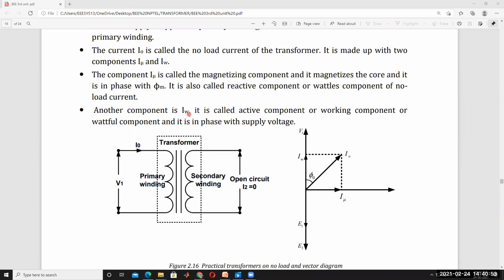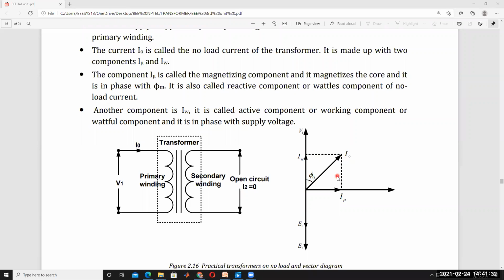Another component, IW, is called the active component or working component or wattful component, and it is in phase with the supply voltage. So the resultant of IMU and IW is called I naught. The current I naught is called the no load current of the transformer. It is made up of two components, IMU and IW. Here IMU is the magnetizing current, and the resultant of these two currents is called I naught, the no load current.